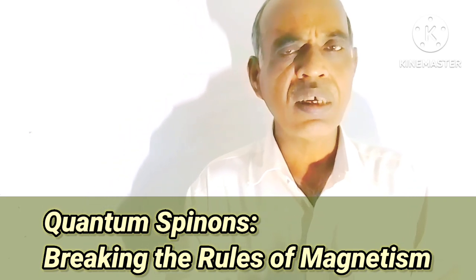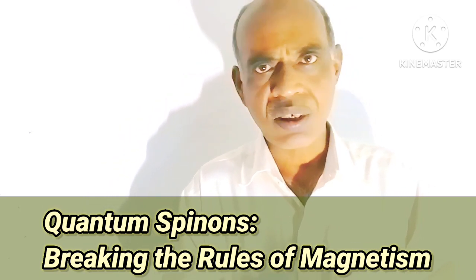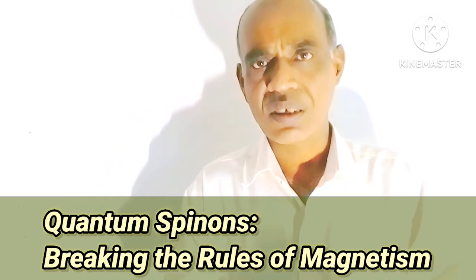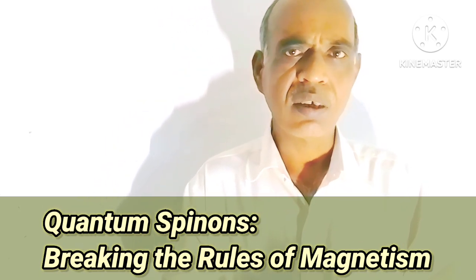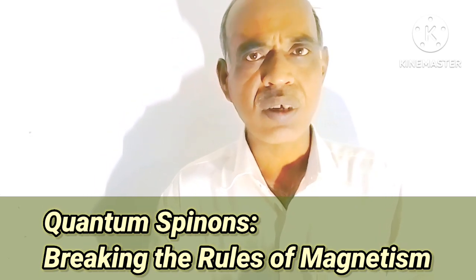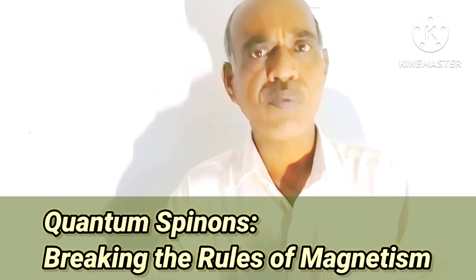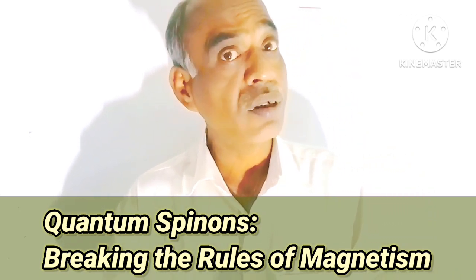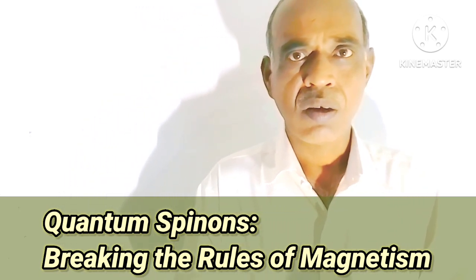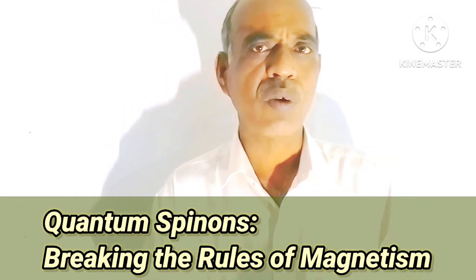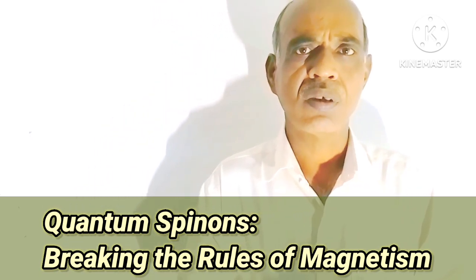So here you can see what you have watched. There is a breaking of the laws of classical physics. These are known as quantum spinons. Why quantum spinons? Because you will find this only in the quantum world. In the classical world you won't get this. Only in a quantum world will you get these spinons. That's why these are called quantum spinons.